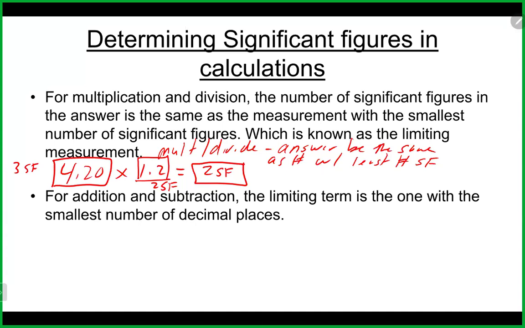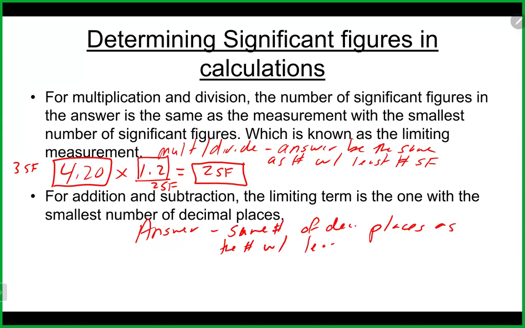The other operations that are kind of together are adding and subtracting. And when we add and subtract, it's actually a little bit different. We actually look at decimal places rather than significant figures. So it's the least number of decimal places, not significant figures. So your answer should have the same number of decimal places as the number with the least number of decimal places. So if you're taking 1.25 and you're adding it to 3.2, write that there.